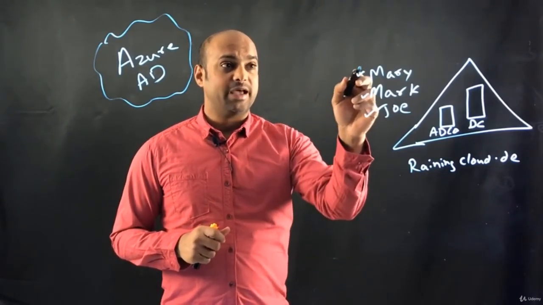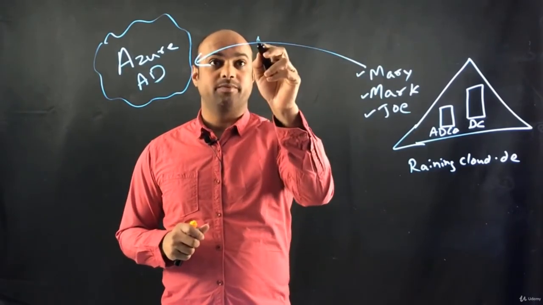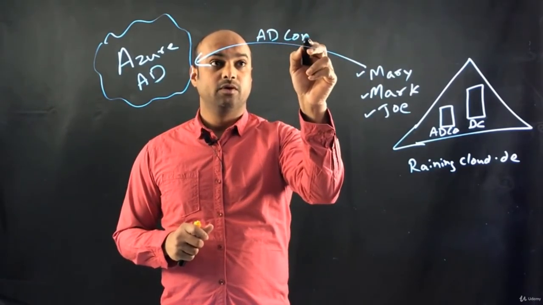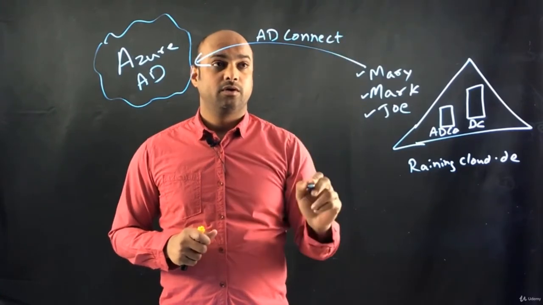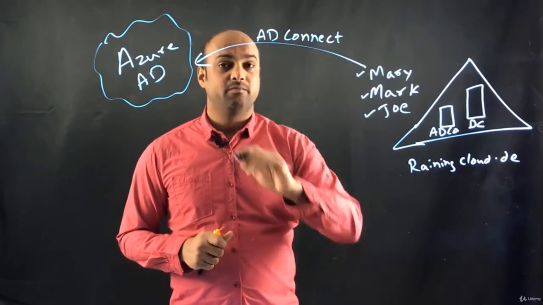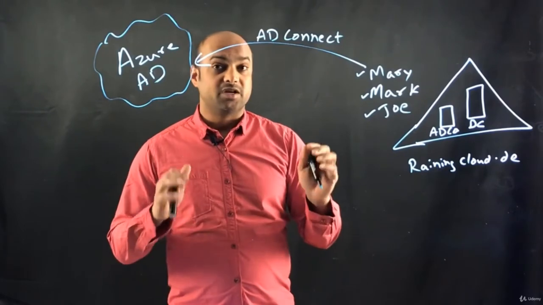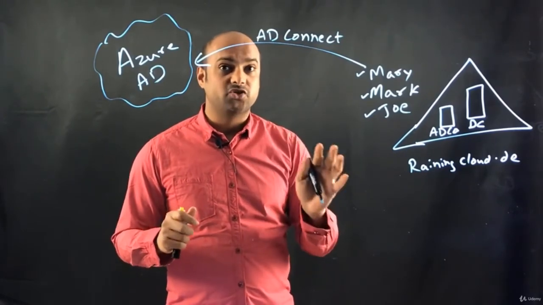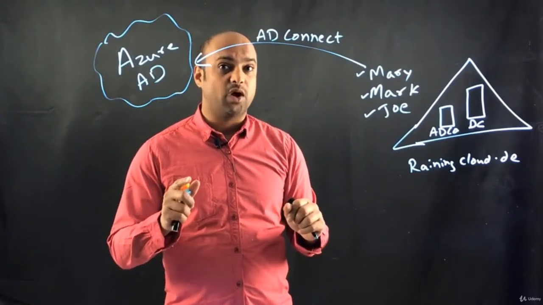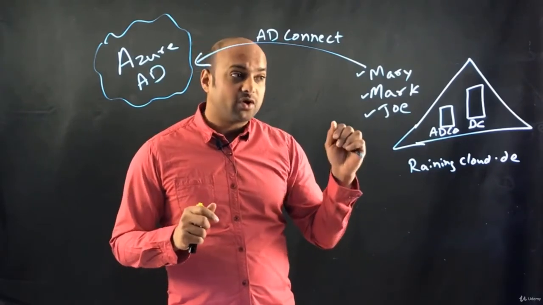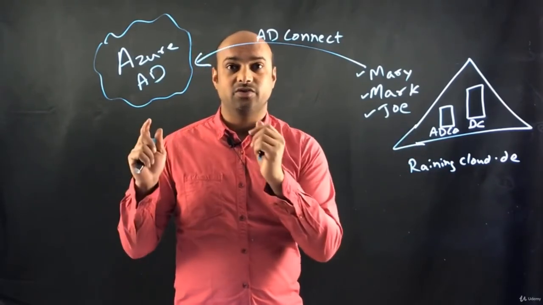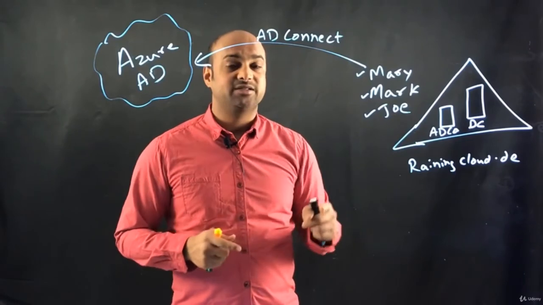So once everything is set up, you will be able to do a synchronization between the identities. Okay, remember that this synchronization is not two-way, it's just one way. So when users are created on your premise, they get synchronized to Azure AD and not vice versa.